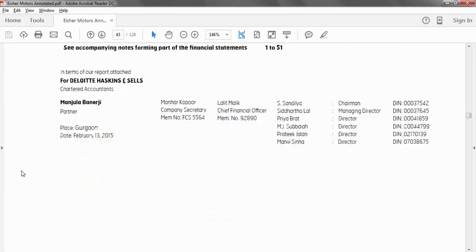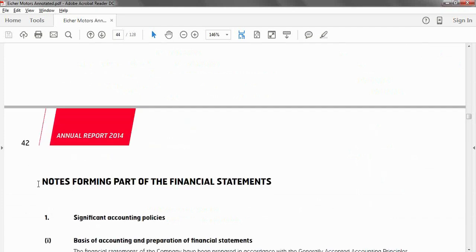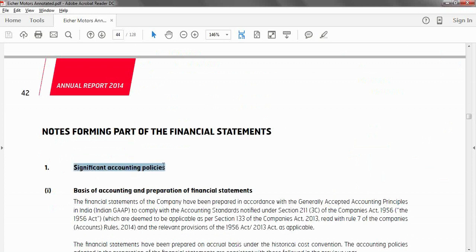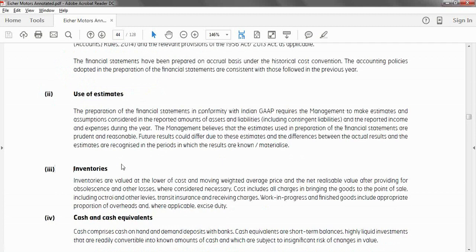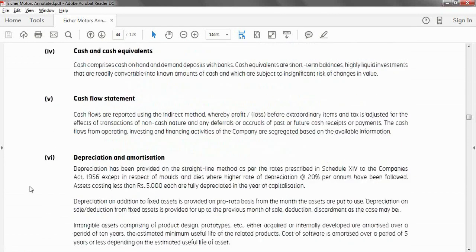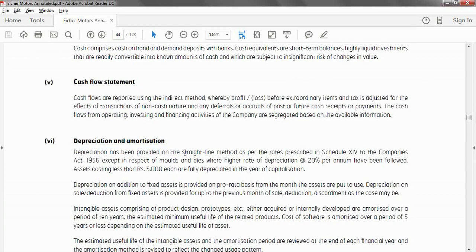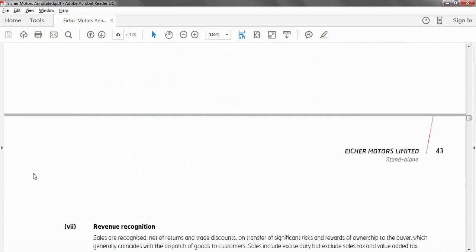Following this, you will see the components which is notes forming the financial statements. Note 1 is typically what is significant accounting policies, right? At this juncture, again, we will not get into too much detail here, but what is the basis of accounting? Have they used estimates anywhere? How do they look at inventory? So they are saying that inventories are valued at lower of cost and moving weighted average price and net realizable value, right? So all these data points are kind of given here. How has the depreciation been accounted for? So straight line method, typically as prescribed by the accounting principles.